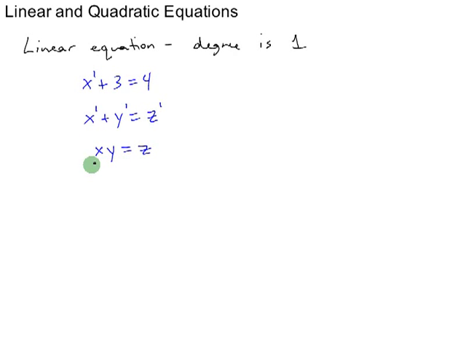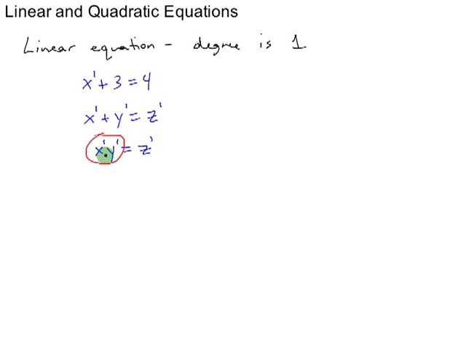Now the third one, x to the first, y to the first equals z to the first. This is not linear. The problem is this is a single term. Terms are things that are not added or subtracted from or to each other. So x times y is a single term because it's not added to anything. If this was x plus y, that would be 2 separate terms. Terms are kind of a hard concept to explain, but basically terms are separated by plus or minus. There's no plus or minus here, so this is all one term.